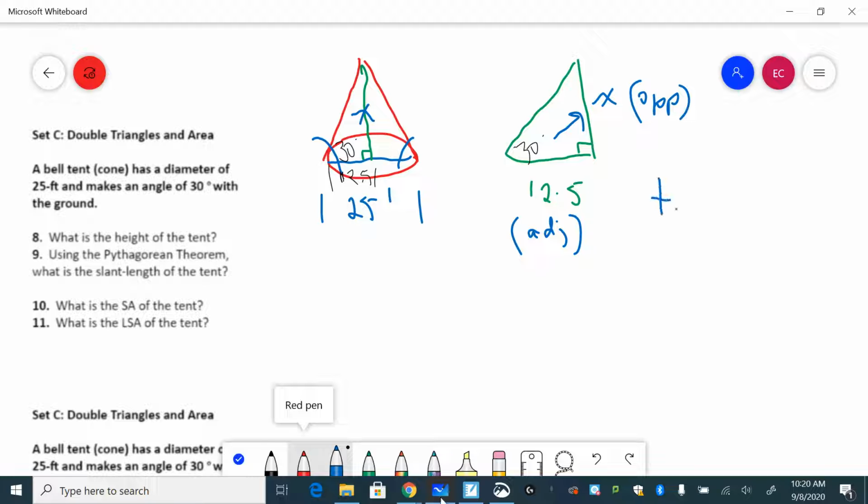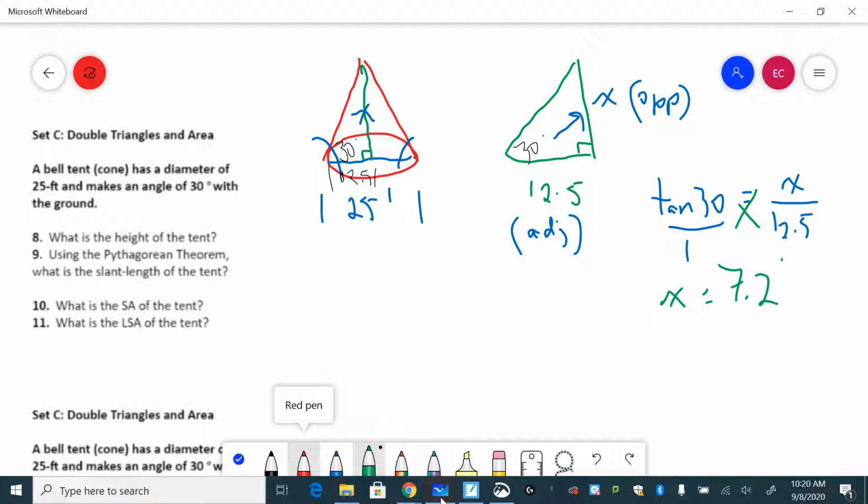So you're doing tan of the angle, 30, is opposite. So that's up top over the adjacent, which is 12.5. So I'm going to put a 1 over the tan 30, and then I'm going to cross multiply. So when you cross multiply, you're just going to type in your calculator 12.5 times tan 30 and hit equals. So I get 7.2 feet.